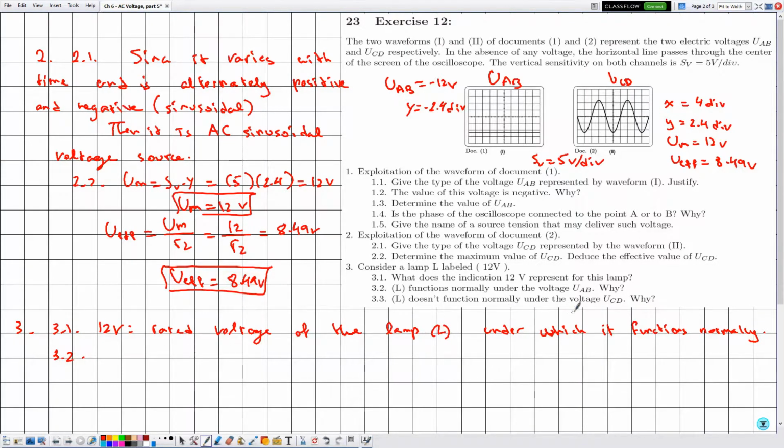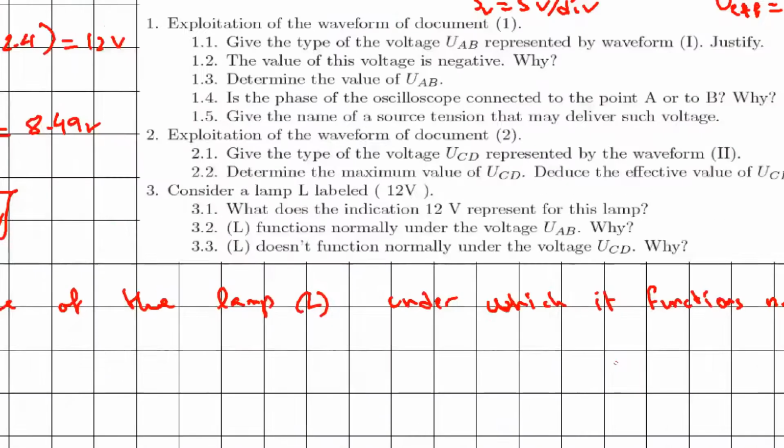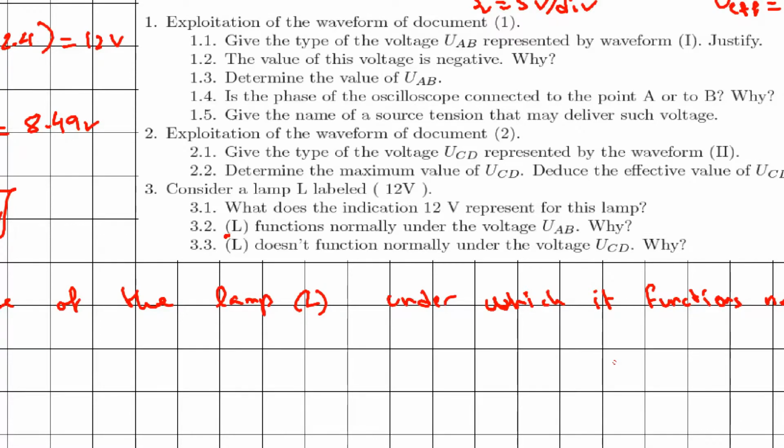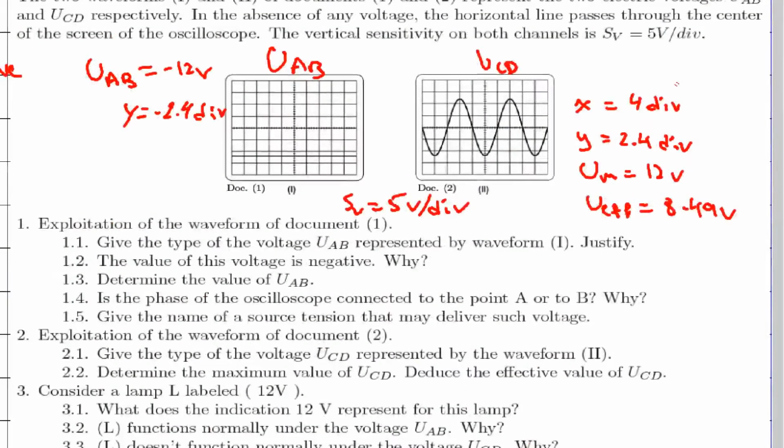Now in 3.2 they are telling me L functions normally under the voltage UAB. So now referring to this question, we know that the answer will be yes, since the applied voltage is equal to the rated voltage. But let's explain more referring to the values. So we have two voltage sources. This is UAB, which is given by minus 12 volts. As for UCD, we have two voltages. We have UM 12 volts and U effective 8.49 volts.